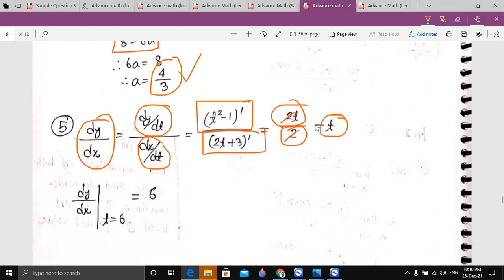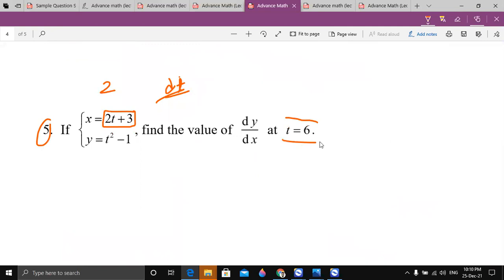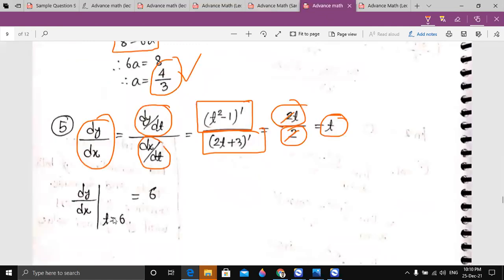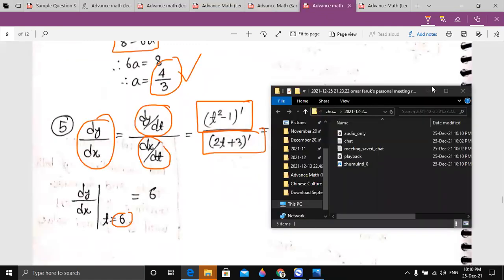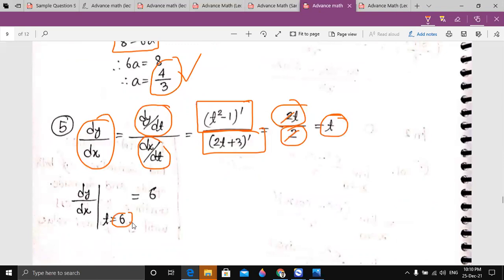Now we have to calculate where t is equal to 6. So we just need to plug in the value 6 here. So if t is equal to 6, dy by dx will be 6. So this is the final answer.